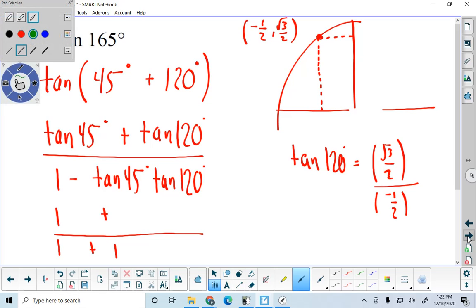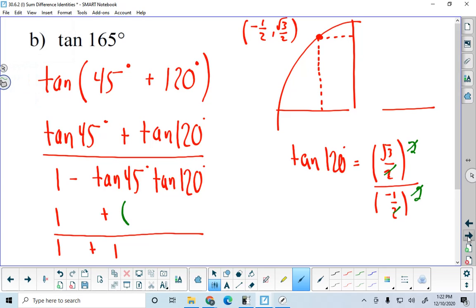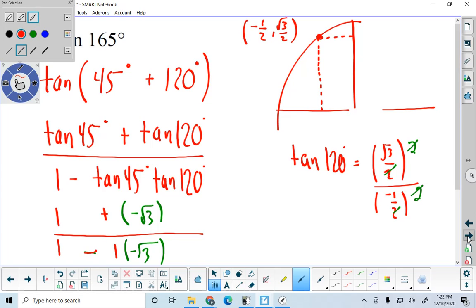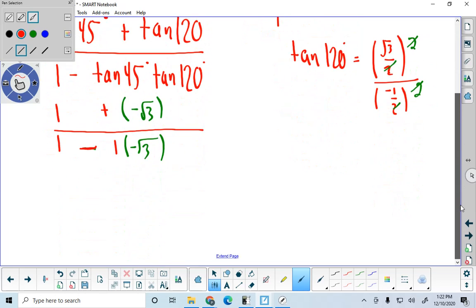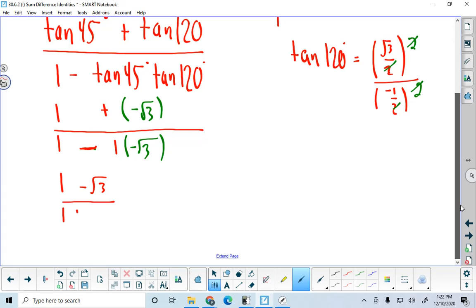Pretty simple thing to solve or simplify. Multiply top and bottom by 2. The 2's cancel, the 2's cancel. You're left with root 3 over negative 1, which is negative root 3, which goes in for tan of 120. I had written a plus here on the bottom. I should have written minus. So tan of 165 happens to be equal to 1 minus root 3 over 1 plus root 3.